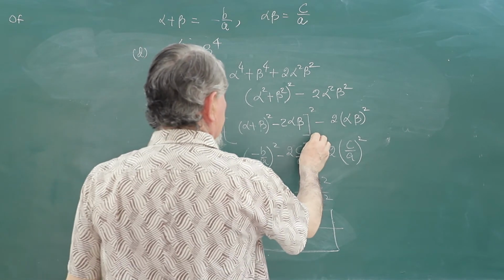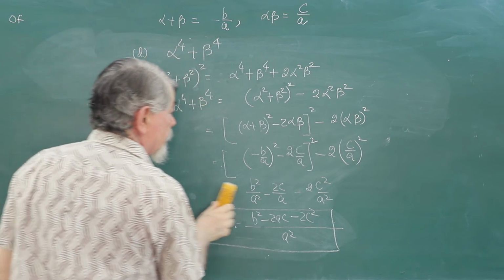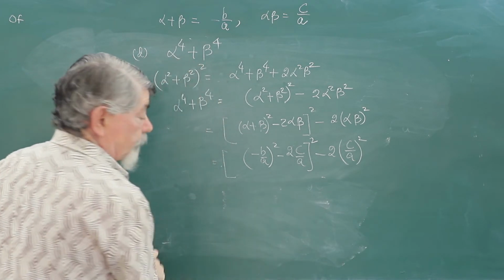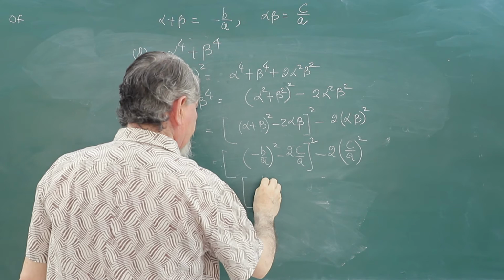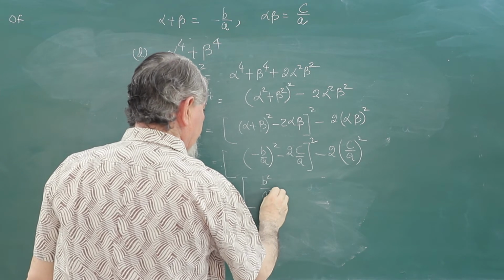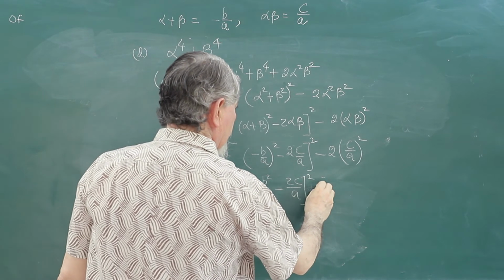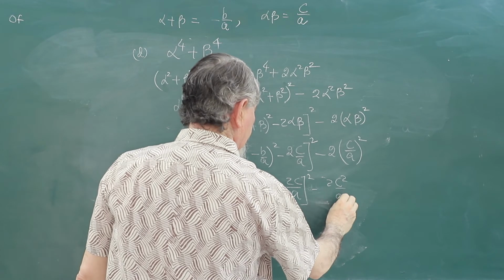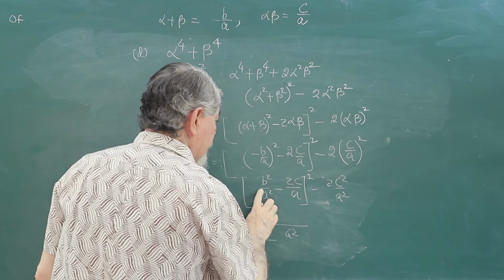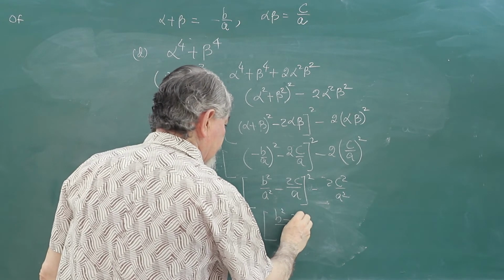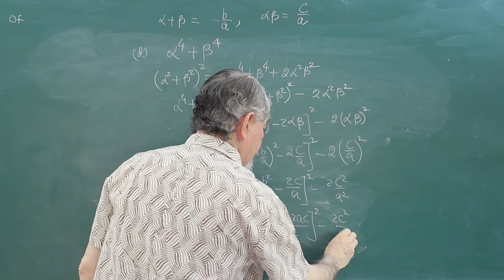Yes, we missed it here. We made a mistake here. It is whole square here. So we have to do this. This is square we missed here. So b squared upon a squared minus 2c upon a to the power 2 minus 2c square upon a square. You will take LCM. You will get a square here. It will be b squared minus 2ac whole square minus 2c square upon a square.